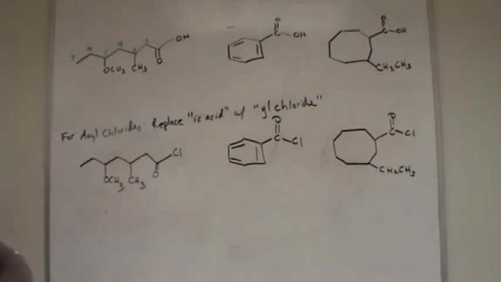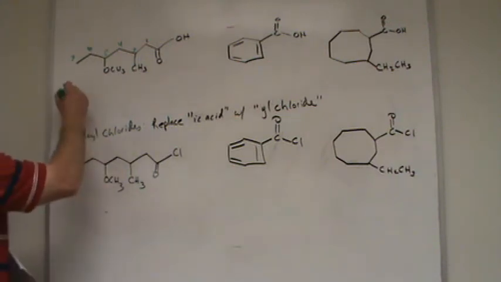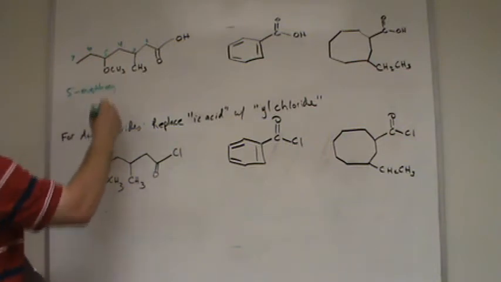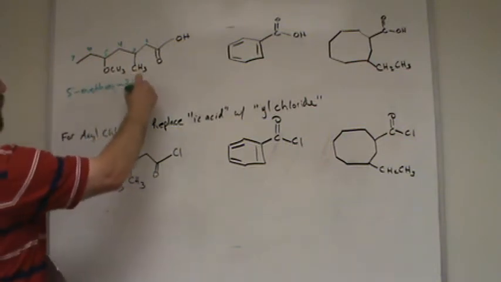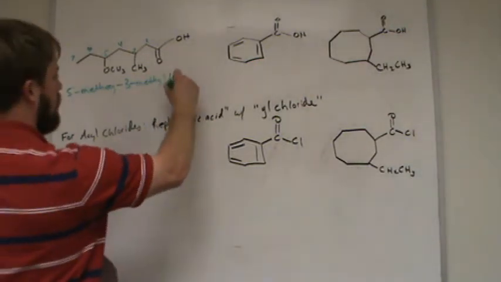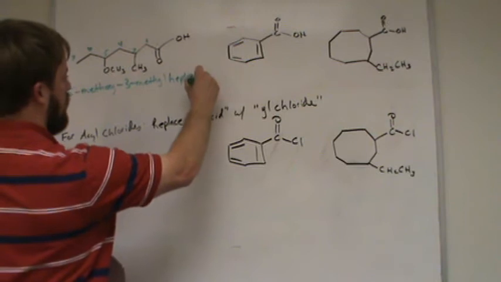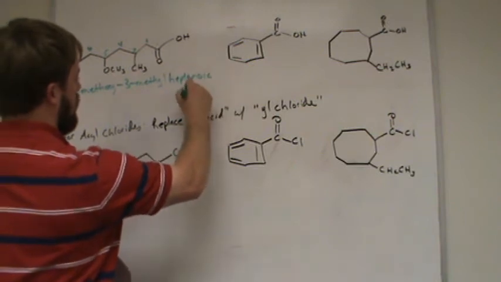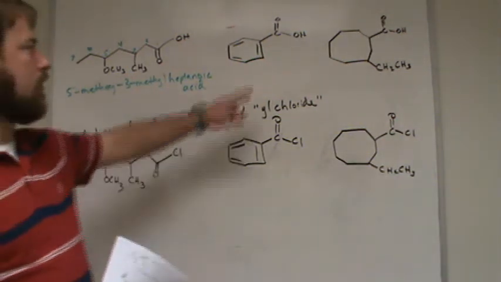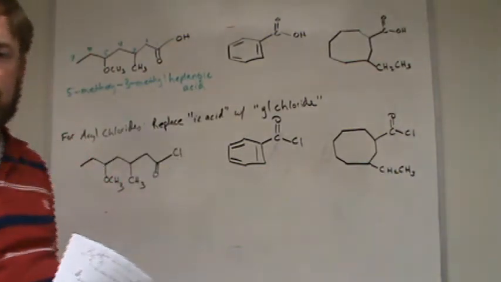Okay. So let's see, methoxy or methyl. I think methoxy comes first alphabetically. So it would be 5-methoxy, 3-methyl heptanoic acid. 5-Methoxy-3-methyl heptanoic acid.